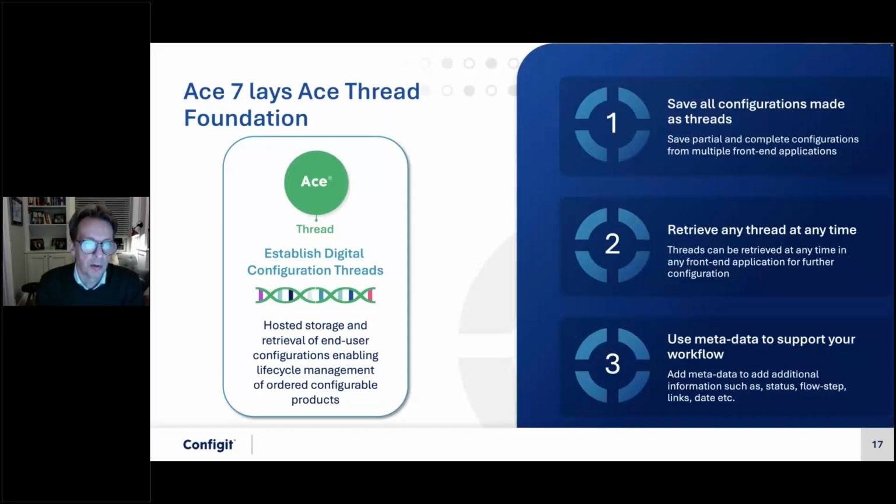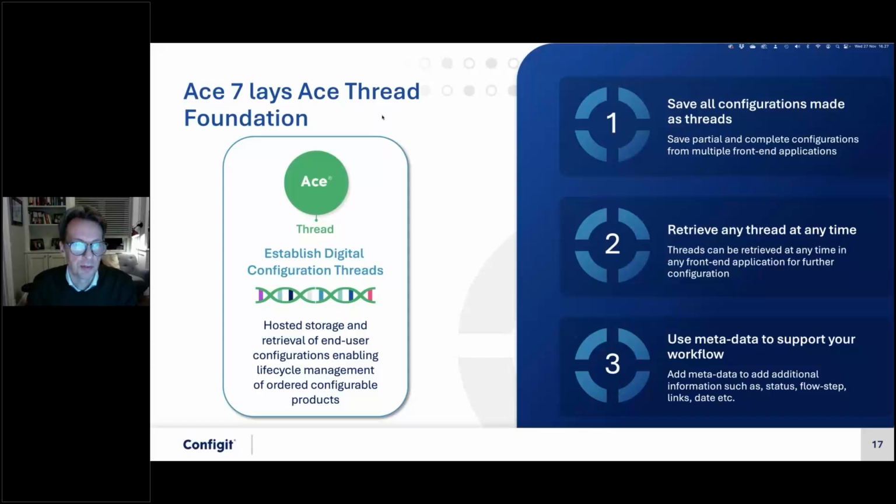As I said, we are now releasing the first version of this, coming very soon, in our SaaS environments. Those customers who will be upgrading to A7 will have this available immediately. And the benefits, of course, are some of the things listed here on the right: you can save the configurations, you can retrieve them, and you can associate metadata to those configurations to help you manage them. So metadata can be things that identify a certain configuration as sold, as manufactured, as delivered, and so on. So we're very excited about this.